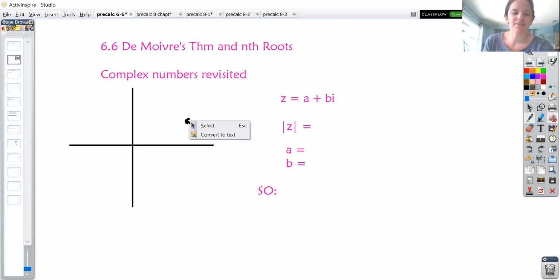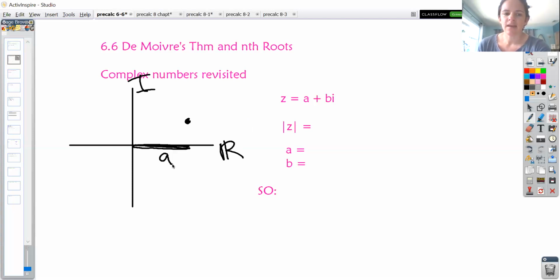Okay, so here we go. Here's complex numbers revisited from before. Remember, if we were graphing a complex number, we would graph it on an Argand diagram, which means the real number part of it would be on the x-axis and the imaginary number part of it would be on the y-axis. So if I was graphing the point a plus bi, then the x distance here would be a, and the y distance, or the imaginary distance, would be b, and z would be that point on the complex number plane.